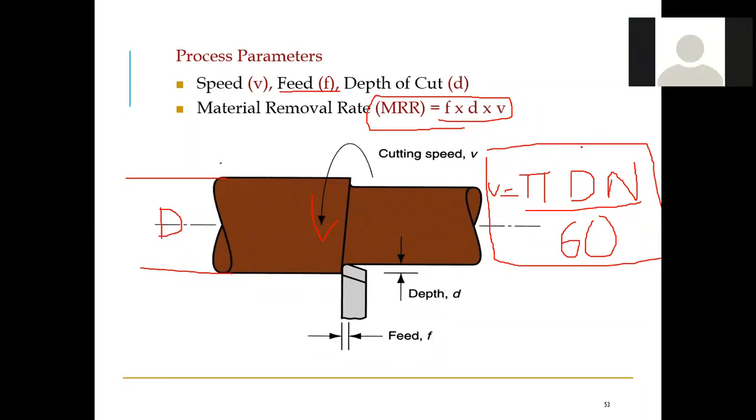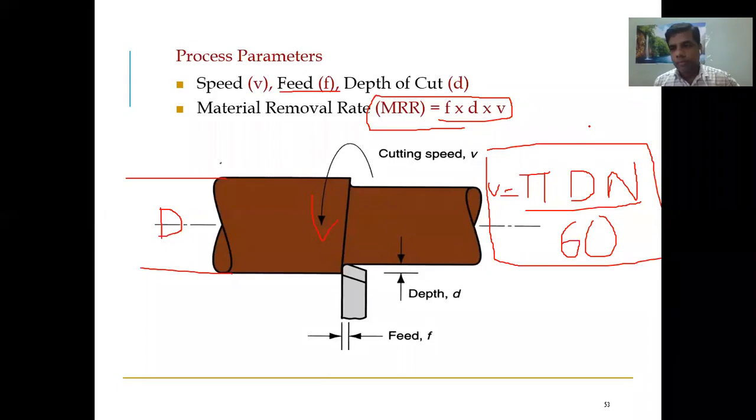What is the formula for feed? Feed is nothing but mm per second. So in 1 second, how much feed you are giving, that is called feed, right? In 1 unit of time, 1 second or 1 minute, how much the cutting tool is moving here, parallel to it. So the units are nothing but mm per second or mm per minute, right?